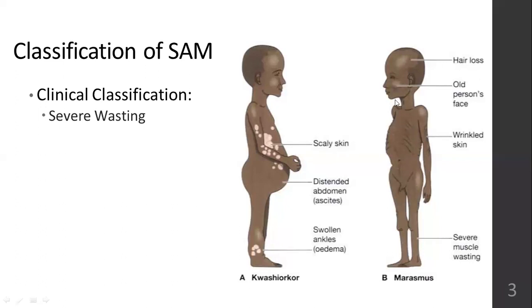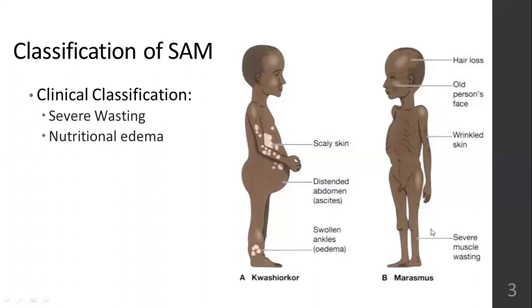Even the cheek fat. Children usually have that baby fat, those chubby cheeks, and that is completely lost, because of which the child will have an old man kind of face. So you can see this is the severe wasting clinical classification. No muscles at all; muscles, subcutaneous fat, everything is lost. This is the case of marasmus.